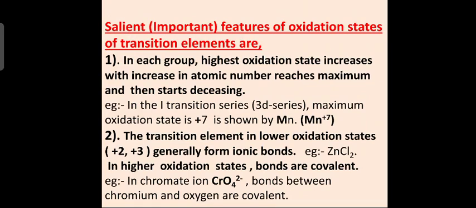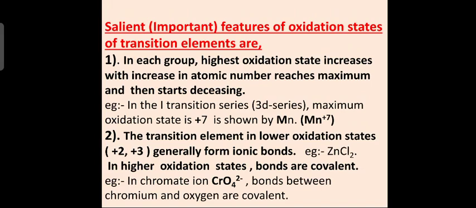Second point, the transition element in lower oxidation states. The lower oxidation states are +2 and +3 normally, while the highest will be +7 usually, shown by manganese. The elements which show lower oxidation states generally form ionic bonds, okay. Example, ZnCl2. ZnCl2 ionizes into Zn2+ and then 2Cl-, correct? So this is an ionic compound, okay. So Zn shows the +2 oxidation state, which is a lower oxidation state, so it forms an ionic compound, or ionic bonds are present.